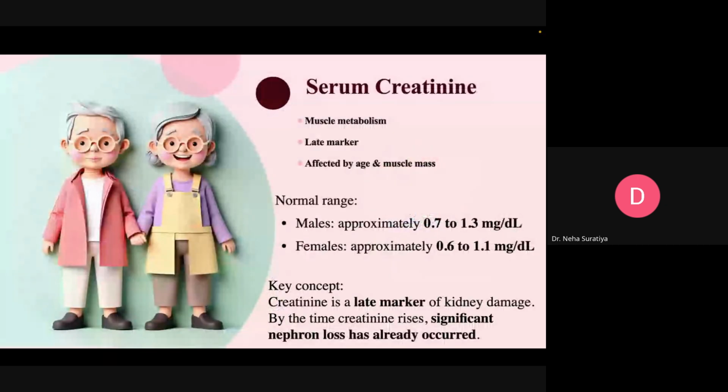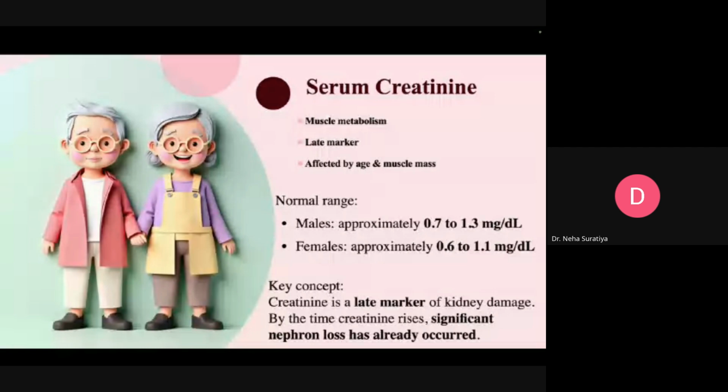Now, let's understand serum creatinine. This is very important, and it has different ranges for male and female. So let's talk about serum creatinine. This is a very important RFT parameter. Creatinine is produced from what? It is produced from muscle metabolism, right? Muscle metabolism, and excreted by the kidneys.